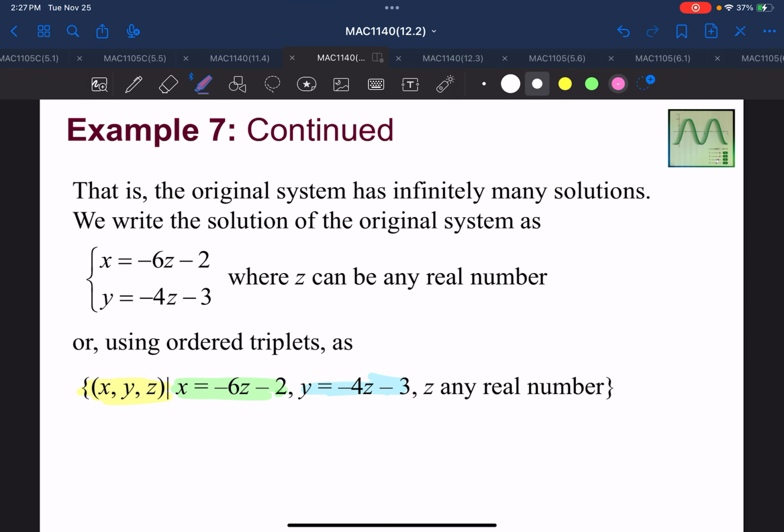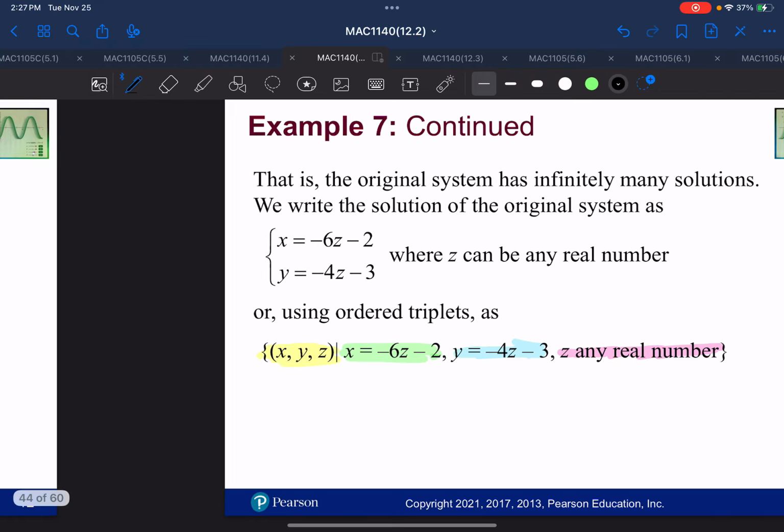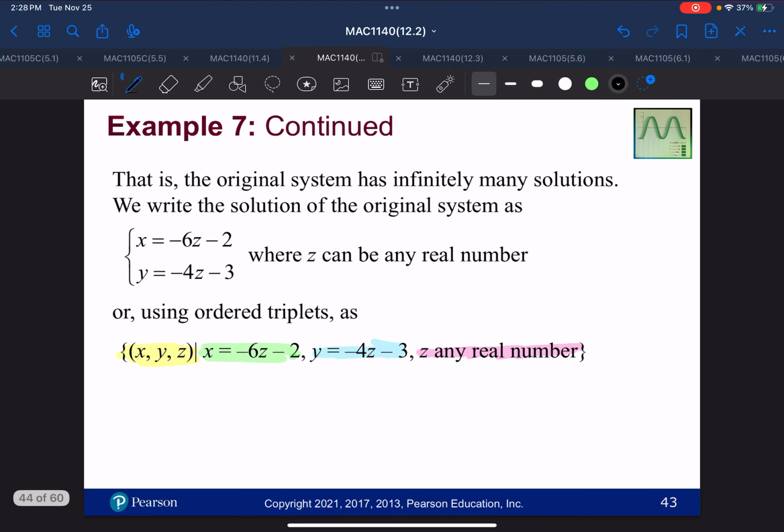Now this system is called dependent because it does have a solution, but it has infinitely many solutions. And the solutions depend on z. Depends on what z is. But z can be any real number. Okay, so this is called a consistent system, and this is the solution.